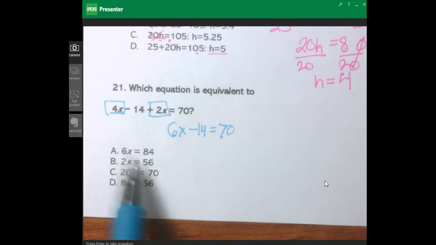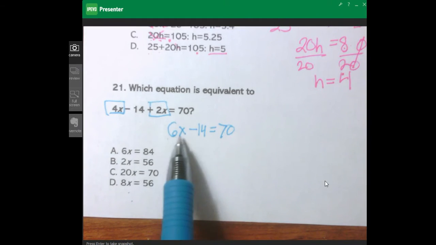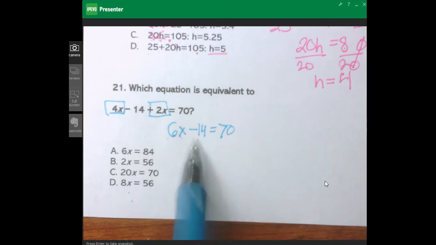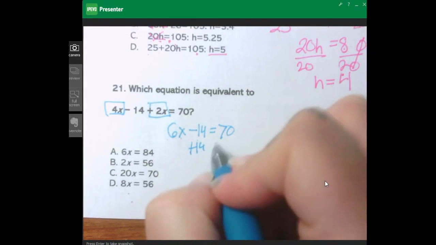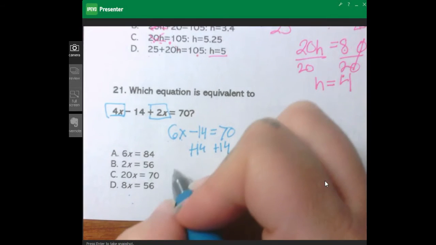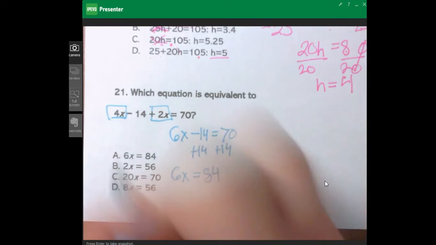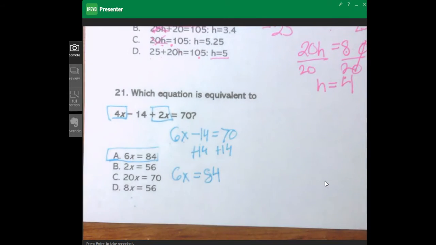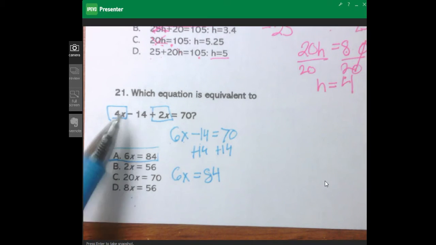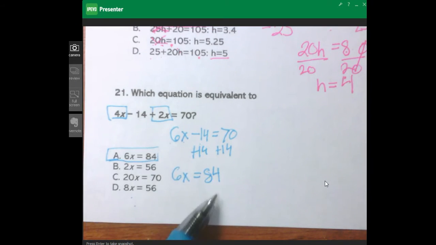Well, I have a 6x, but I don't have 6x minus 14. So let's keep going. Let's isolate 6x. So instead of subtracting 14, we're going to add 14 to both sides. So now we have 6x is equal to 84. And here it is right here at A. We get 6x is equal to 84. These equations are still equivalent to each other. All right, number 22. Guys, we're almost there.